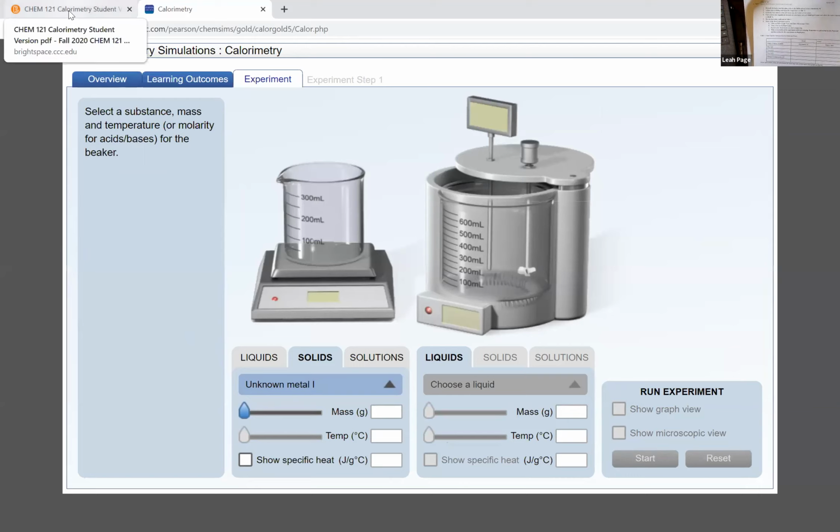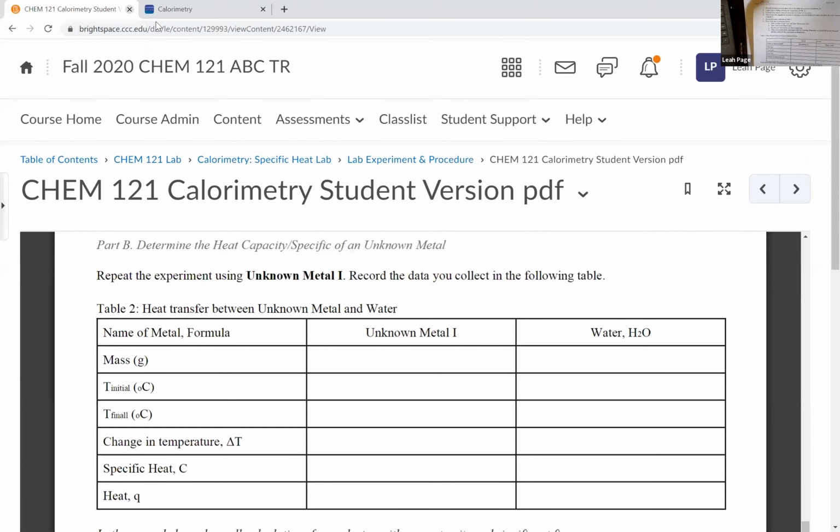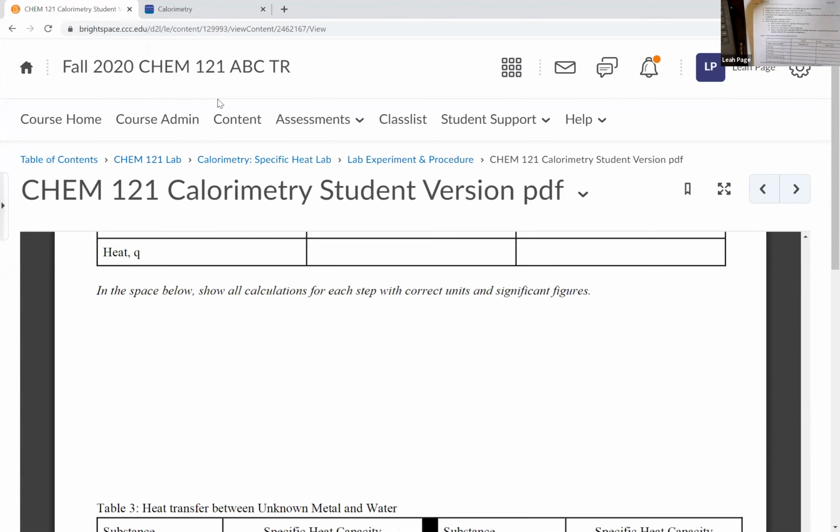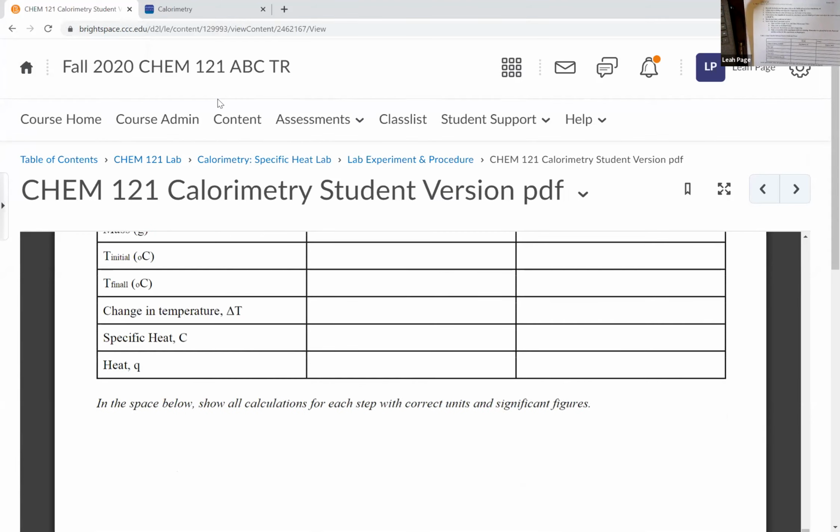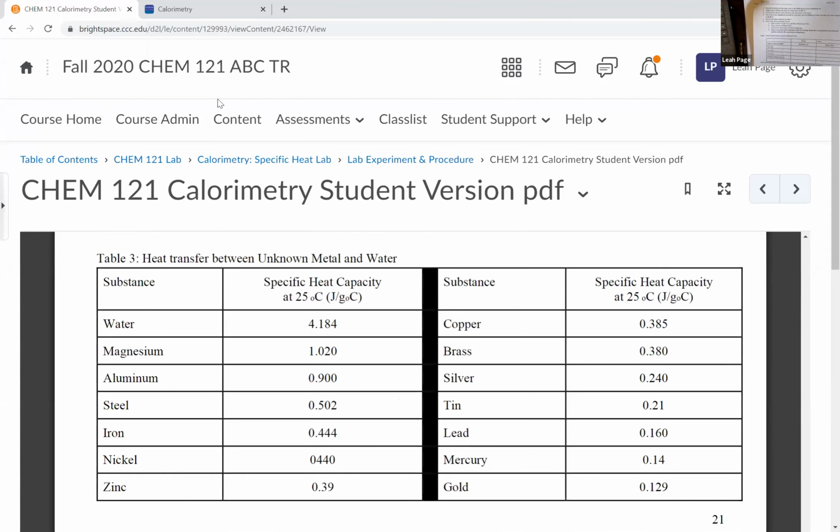So we're still going to do the same thing. We're going to say 20 grams of this unknown metal. We're going to set it to 200 degrees Celsius. We're then going to click on the water. We're going to say 100 grams of the water. We're going to set it to 20 degrees Celsius, run the same experiment and see what numbers we get. And then we still have to calculate the change in temperature, the specific heat, the heat.